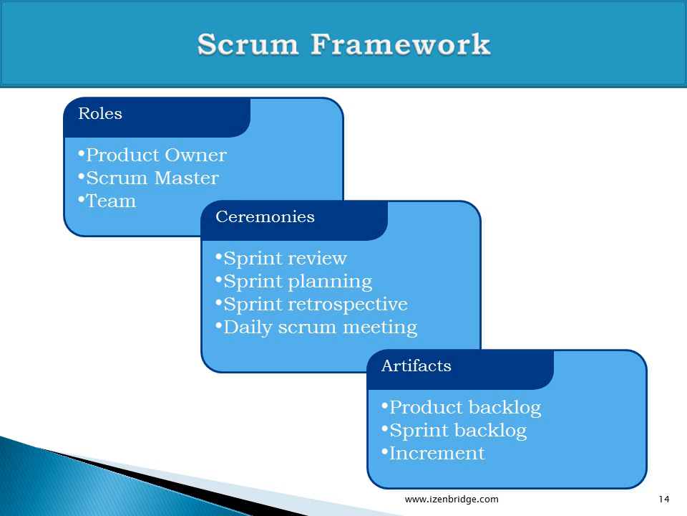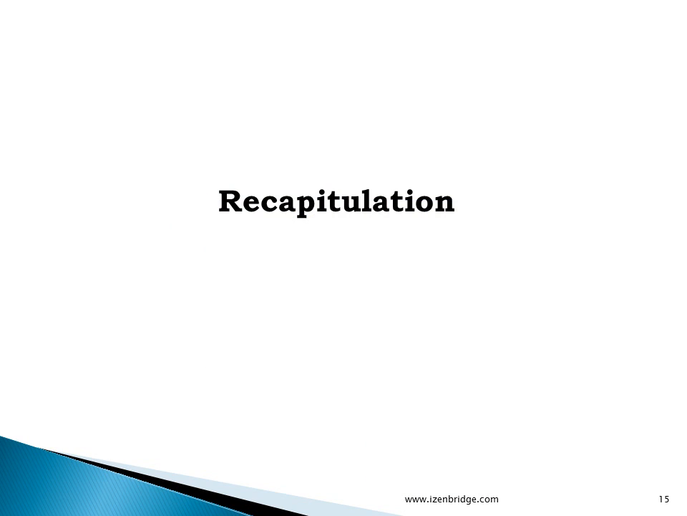Now let's talk about the Scrum Framework. The Scrum Framework is built using three elements. One is Scrum roles, another is Scrum ceremonies, and the third is Scrum artifacts. In the subsequent slides, we will get into the Scrum roles, ceremonies, and artifacts. Before we move further, let us recap what we have discussed till now.